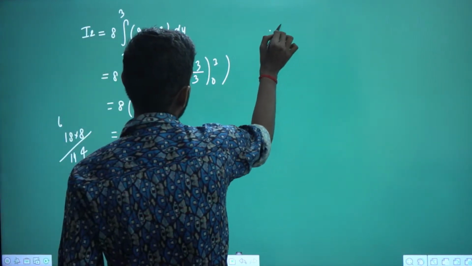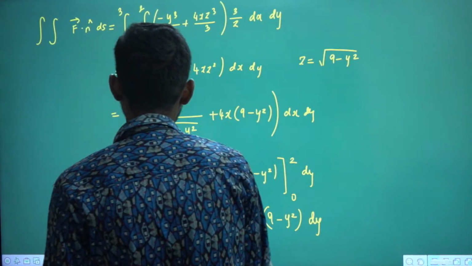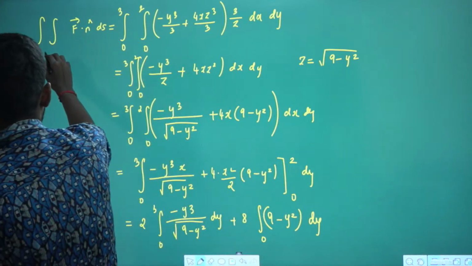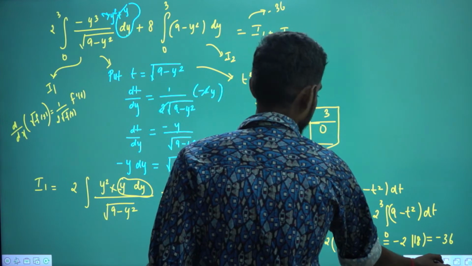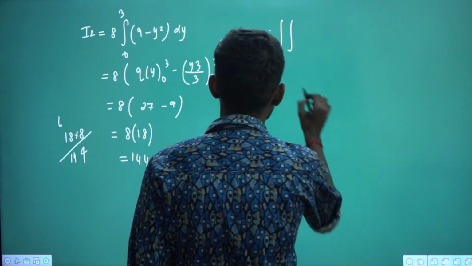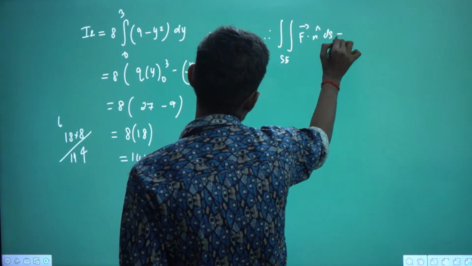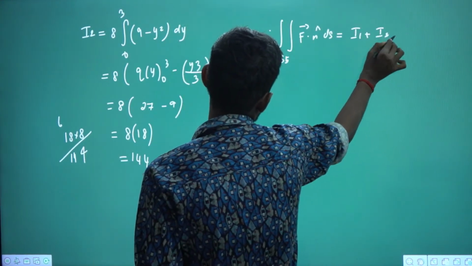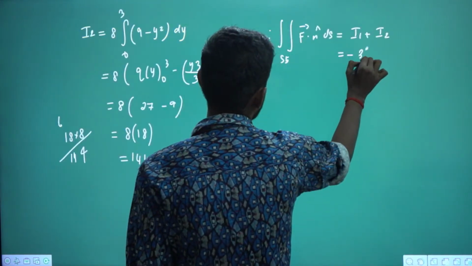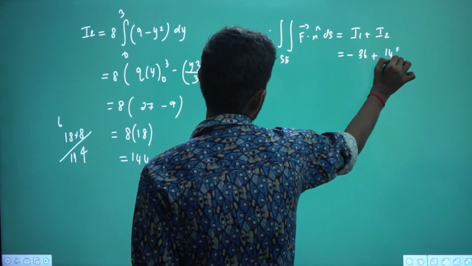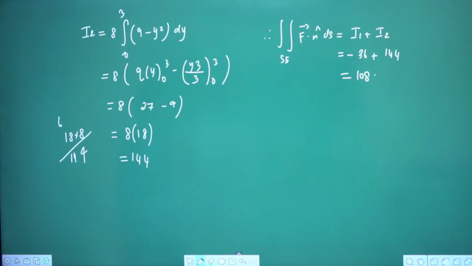So therefore, the double integral of, we are finding S phi, the curved surface, right? The curved surface, S phi f vector dot n cap ds, is I1 plus I2. This is minus 36 plus 144. This is 108. Yeah, we already know this is going to be 108, right?